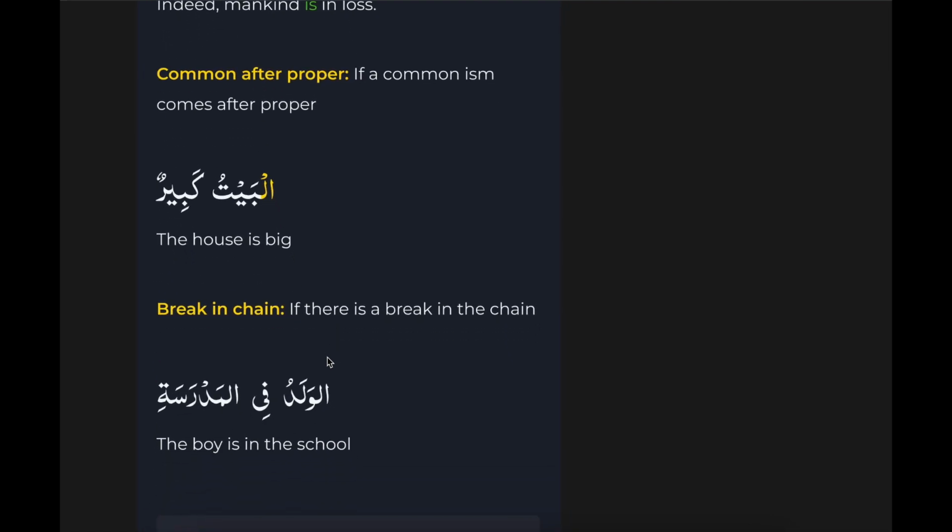And the last one is, if you see a break in the chain, then you can add is. For example, al waladu, the boy, fi al madrasati, in the school. But if I translate it as that, "the boy in the school," it does not make sense. So looks like there is a break in the chain here. So I can just add is and make sense. The boy is in the school.